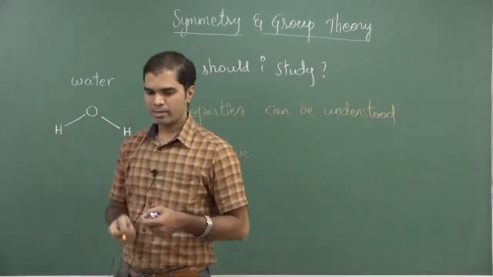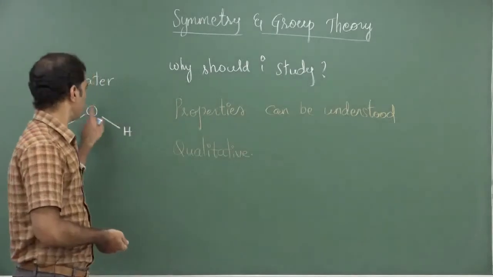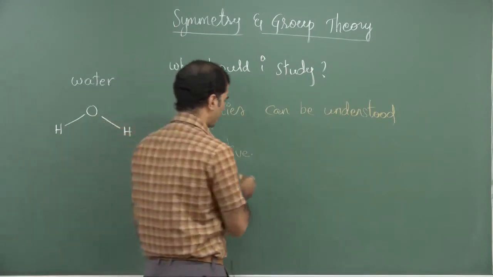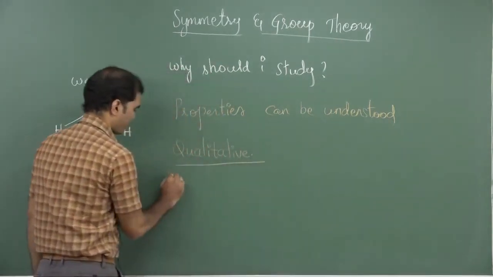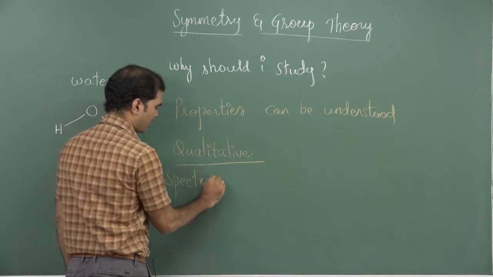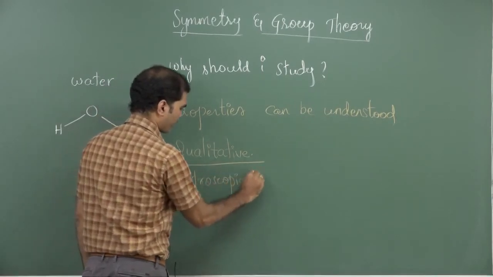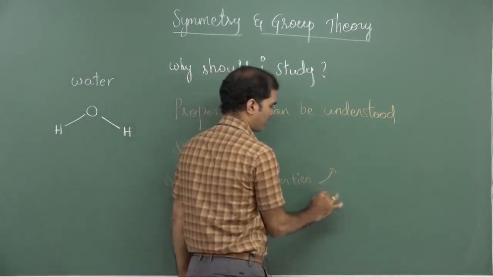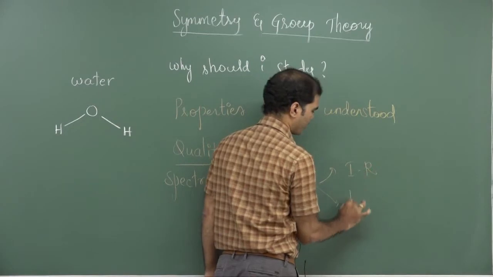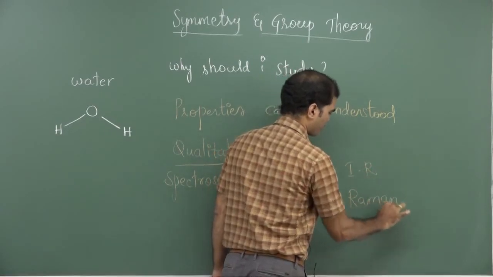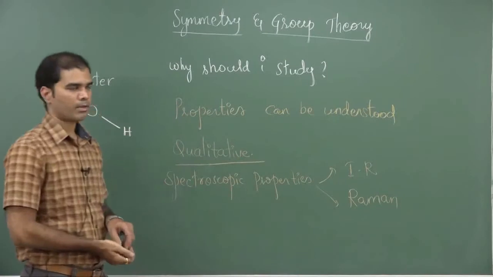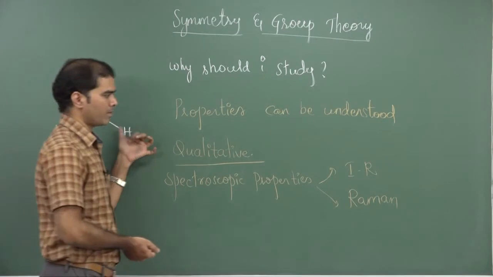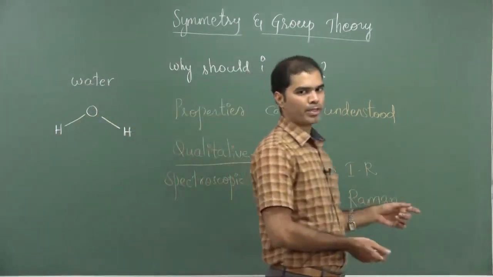And not just these things, if I can understand the symmetry of any particular given molecule, we can also understand the spectroscopic properties. Just for example, we may choose IR and Raman. So I can understand what the infrared spectroscopic properties of a given molecule are, or the Raman spectroscopic properties of a given molecule.